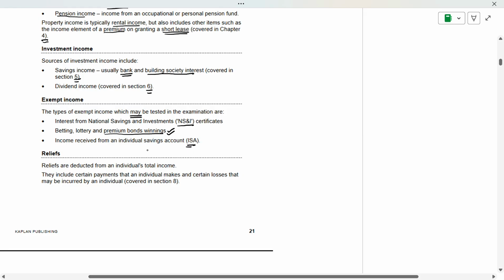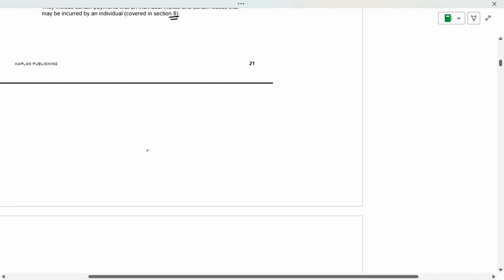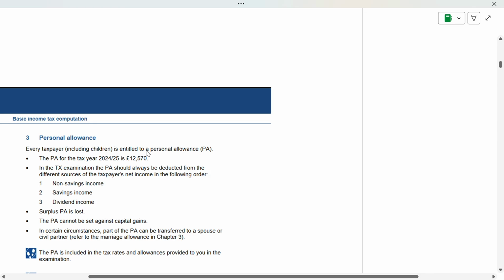Reliefs are deducted from total income. There are certain payments that an individual makes and certain losses that may be incurred by the individual. We'll cover that in chapter 8, mostly till chapter 8.